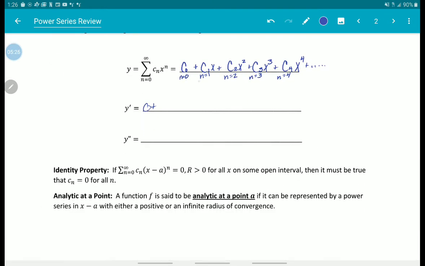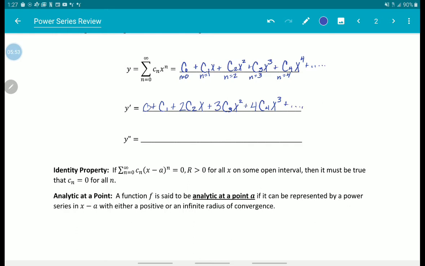If I take the derivative of the next term, I'm going to have a C1. The derivative of the next term, I bring the exponent down. I subtract 1 from the exponent. Next one, same thing. Bring the exponent down. Subtract 1 from the exponent. Bring the exponent down. Subtract 1 from the exponent.